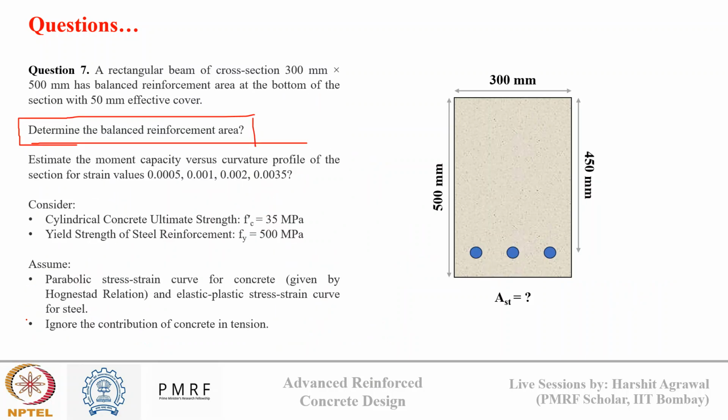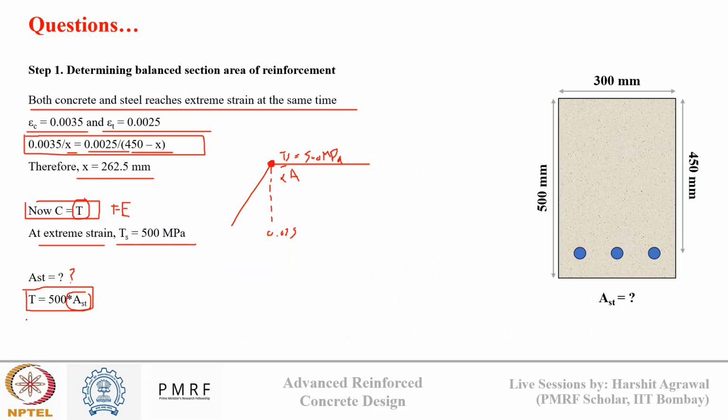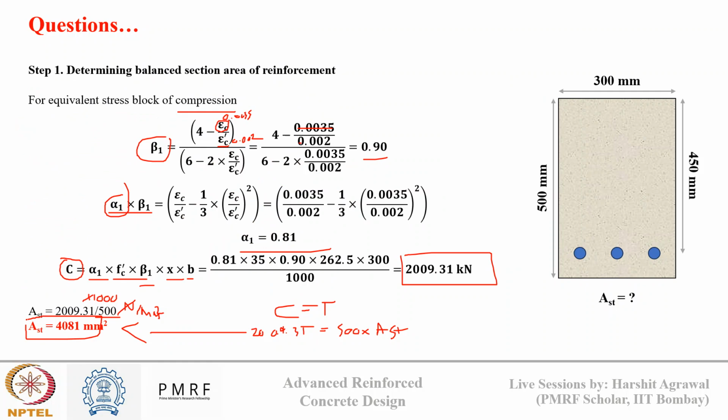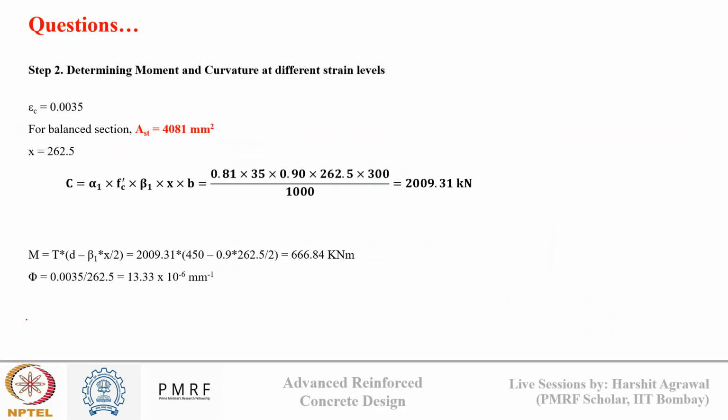So this is how we calculate the balanced reinforcement area, and this can also be asked, just this part: determine the balanced reinforcement area. So you need to know what is the condition for balanced reinforcement. Now, once we know the balanced reinforcement area, everything else is the same. So at this balanced condition, you can calculate the moment and the curvature.